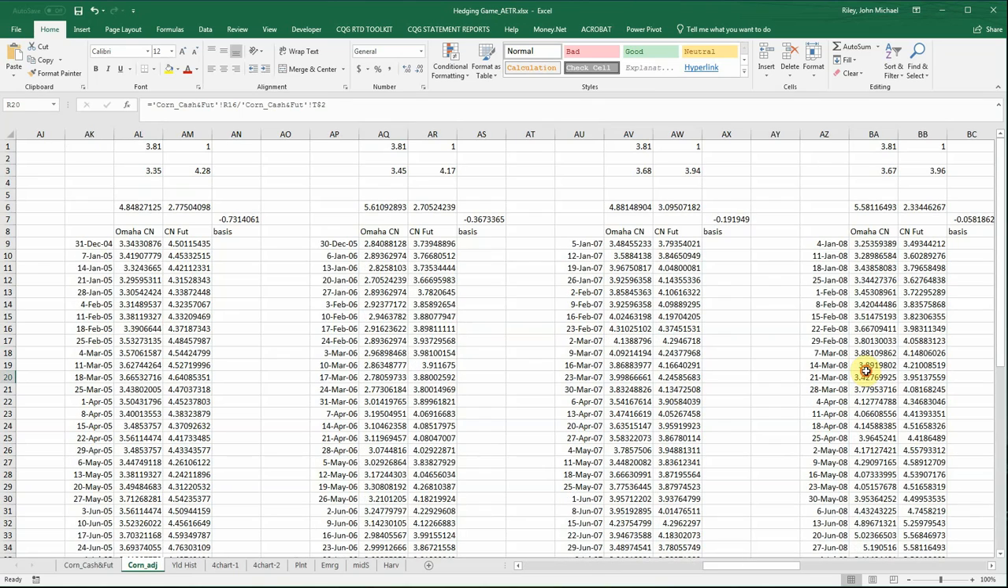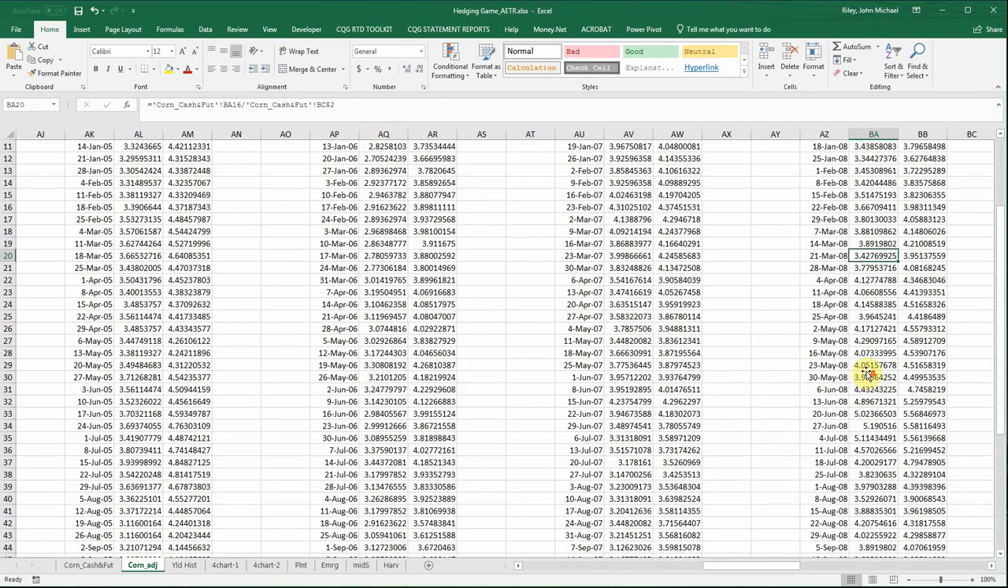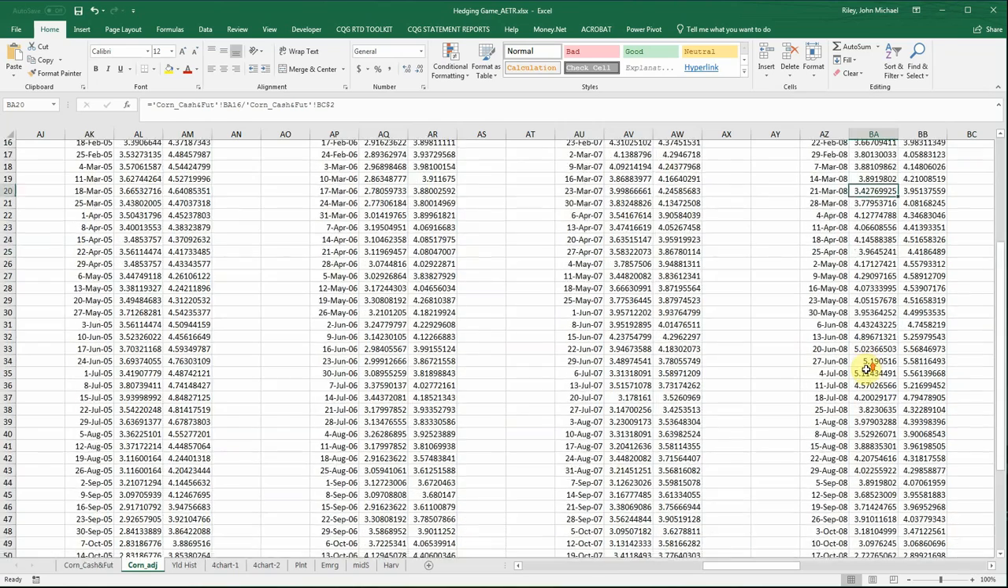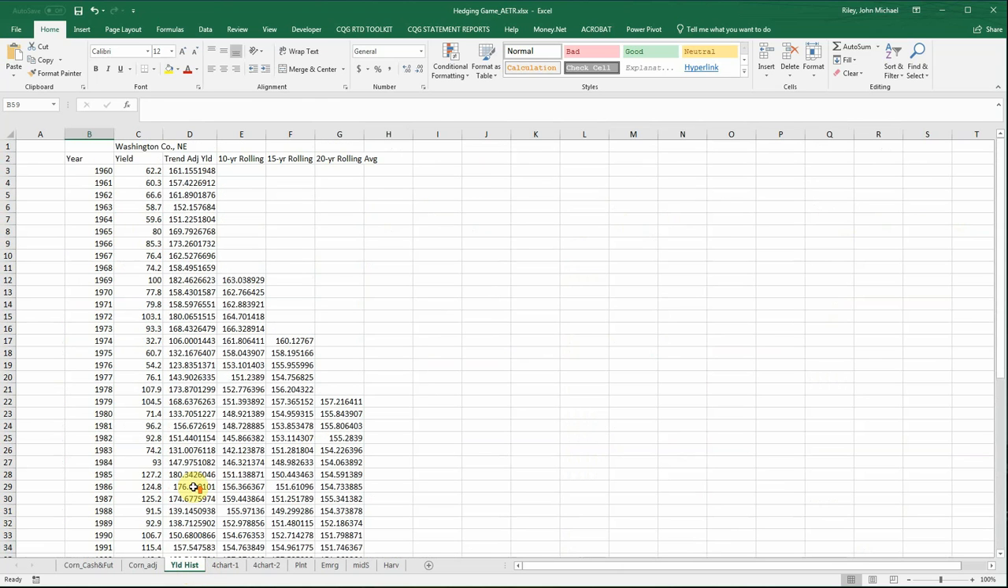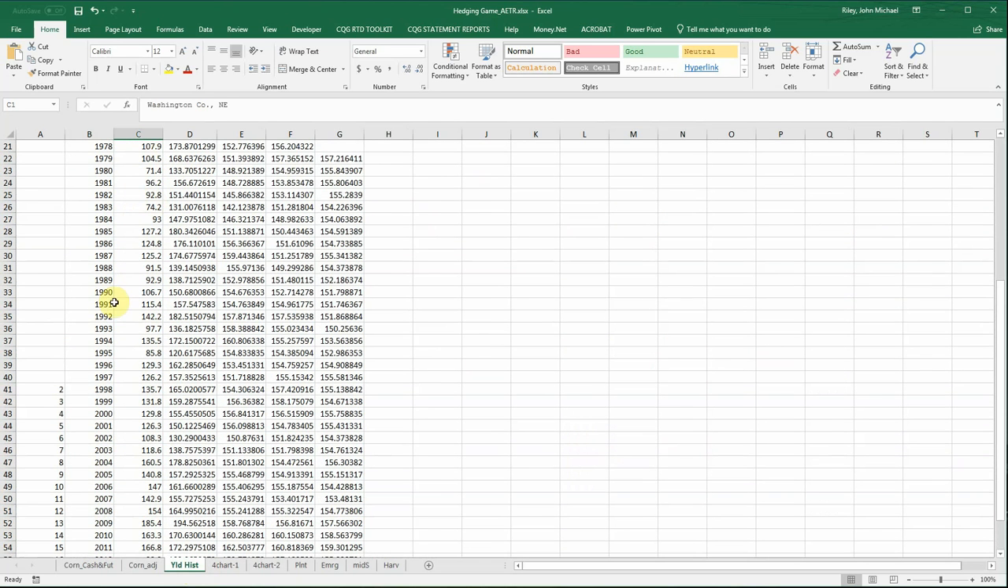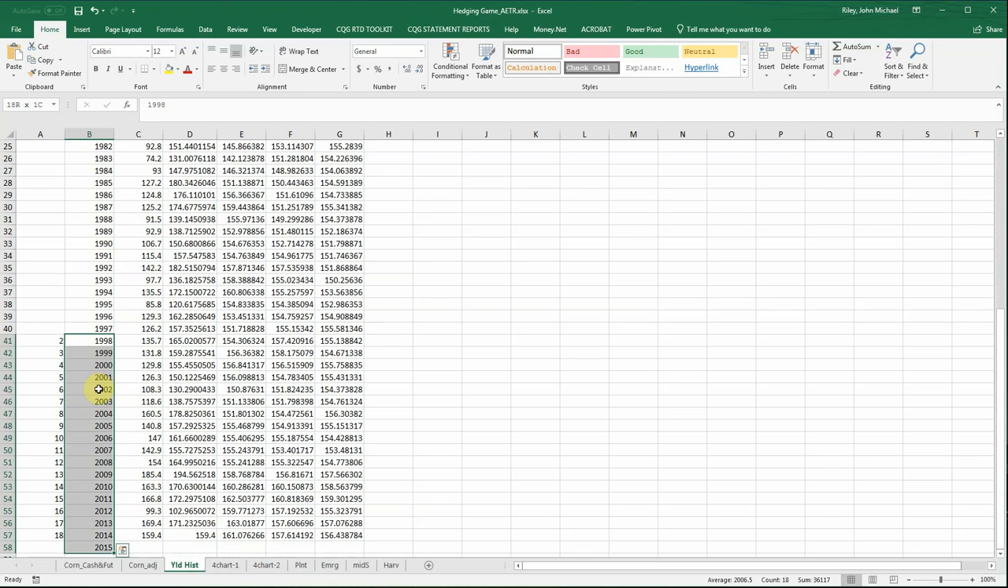Now, the cash prices, I do this, but in all reality, I only need the one cash price at harvest. But I collected the data, so I threw it in here. Moving to yield, I have the yield from USDA National Ag Statistics Service for Washington County, Nebraska. Again, that's the Omaha region area, and I have the yield going back to 1960, but we only have cash prices from 1998 through 2015.